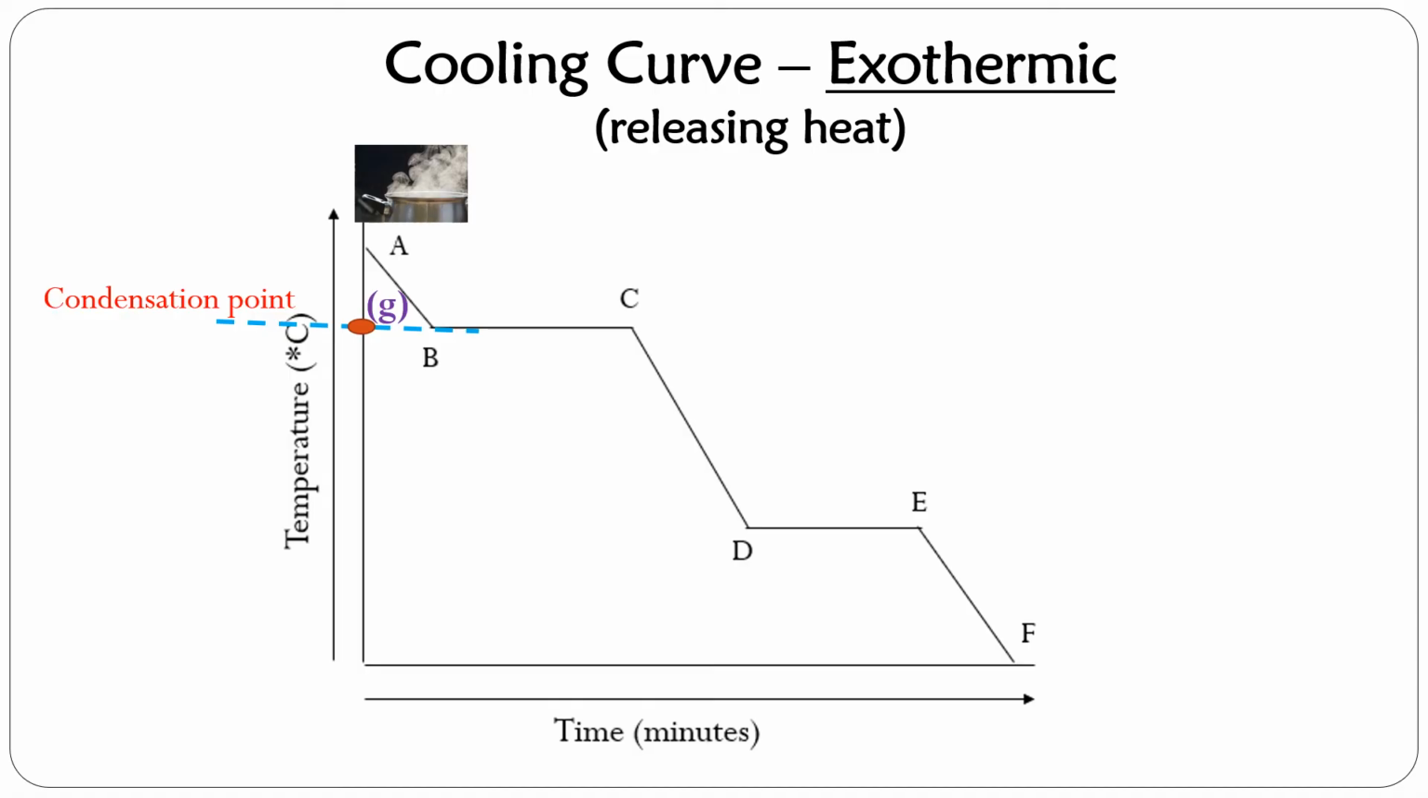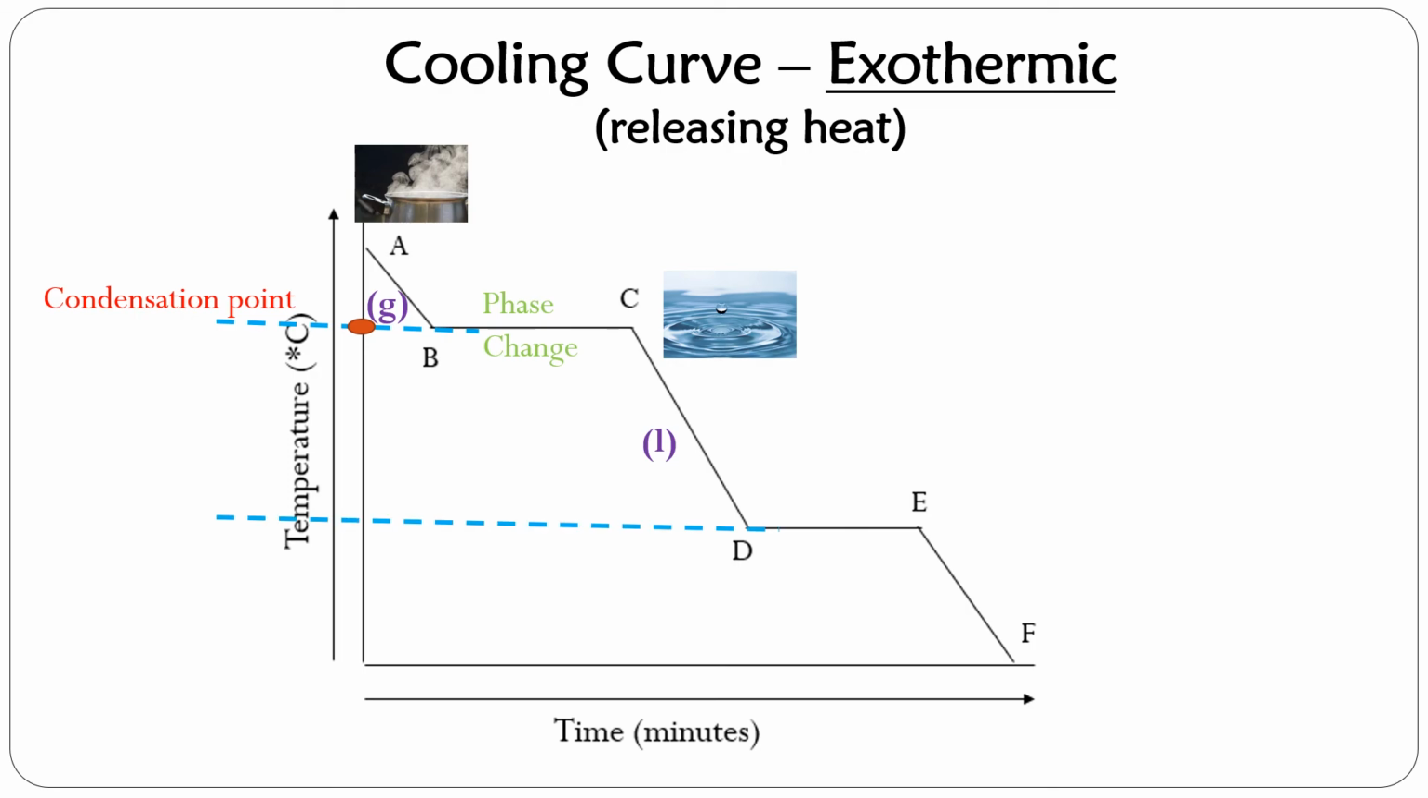So between point B and C, we'll have the phase change. The temperature will stay constant at the condensation point, and all of the water vapors will condense back into liquid. By the time we reach point C, now we have all of the water vapors converted into liquid water. So now we have pure liquid water. Between point C and D, the temperature will continue to decrease. Heat will be released from the system, and water will stay in its liquid phase.